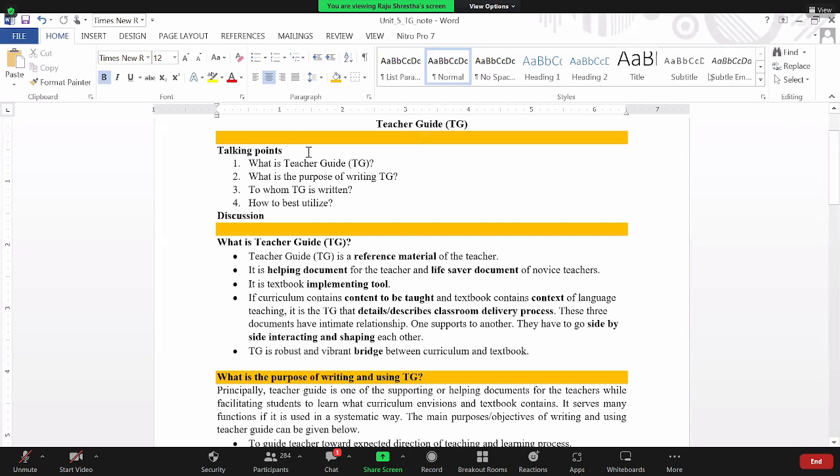Now some talking points I have written here: what is teacher guide, what is the purpose of writing teacher guide, to whom TG is written, how to best utilize it, how to best utilize it, right.